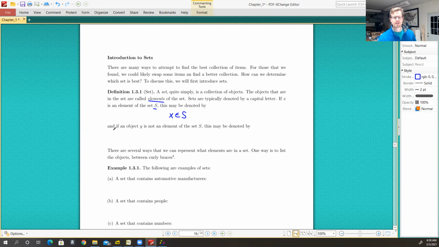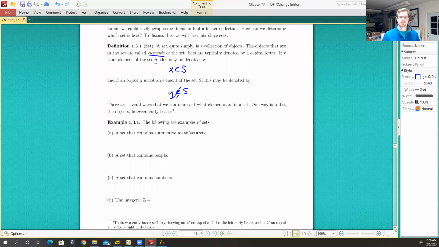So let's see here. If we have another object, Y, but it's not an element of the set, we could also denote that kind of like how we say two things are not equal, then Y is not in S. So the belongs to symbol with a line through it. So an object that is in the set, an object that is not in the set. An object that is in the set is called an element of the set.